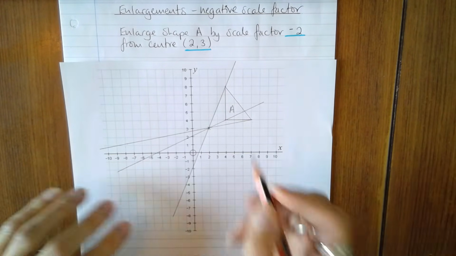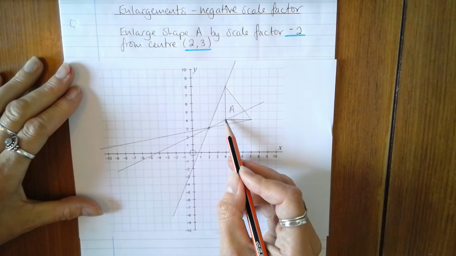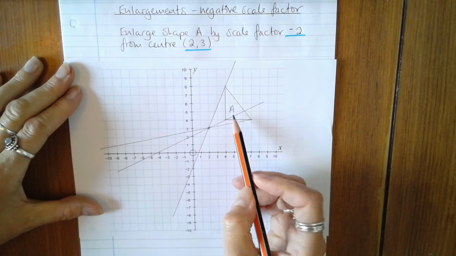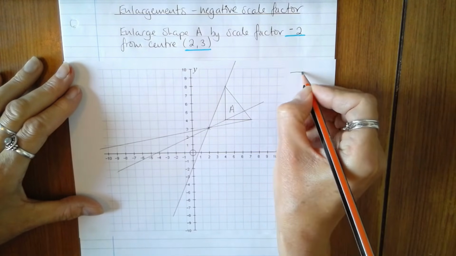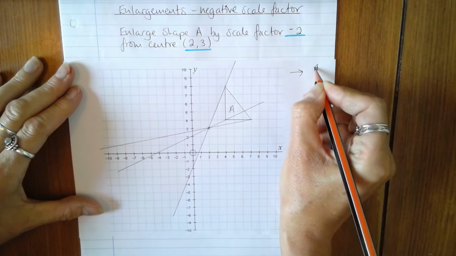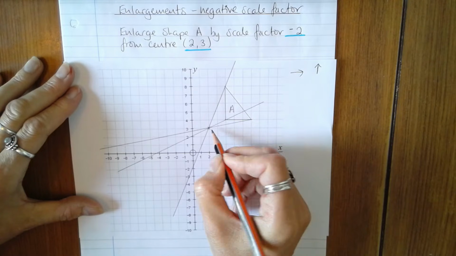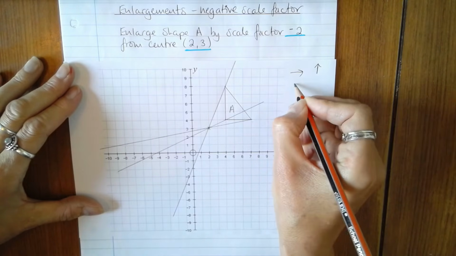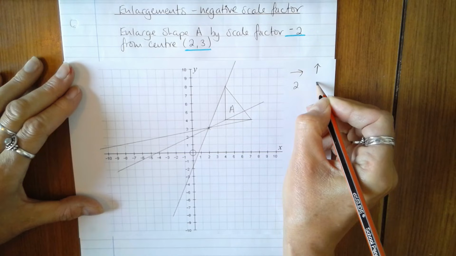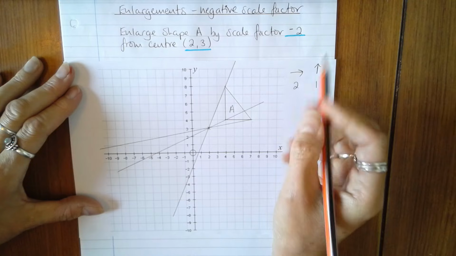So, when I count squares across and up to go to this shape, I need to multiply those by -2. So I'm going to use the side of my page to mark down how much I've gone across and how much I've gone up. So I'm going across +2 and up +1. So I'm going across 2 and up 1. And I want to multiply both of those by -2.